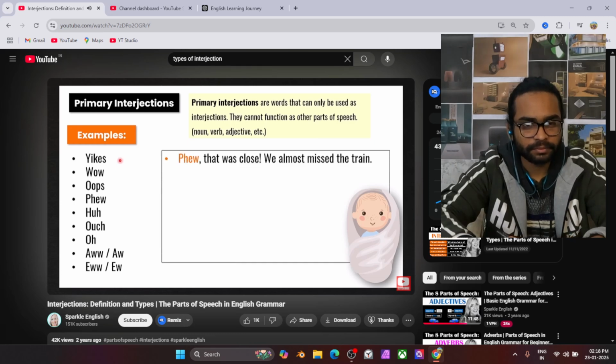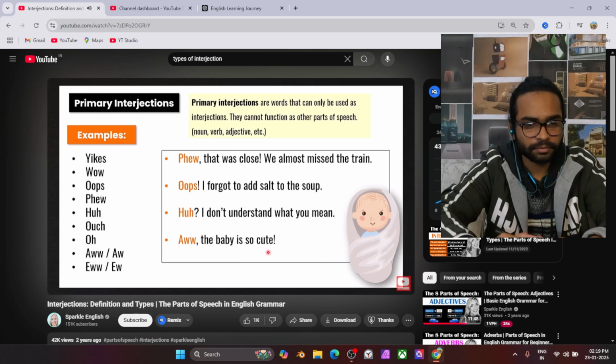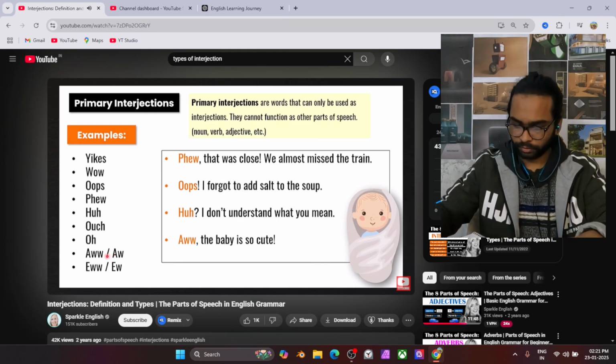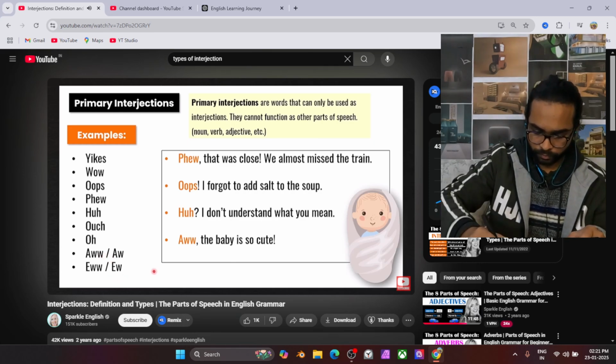So let's look at some sentence examples. Phew, that was close. We almost missed the train. Oops, I forgot to add salt to the soup. Huh? I don't understand what you mean. Aw, the baby is so cute. You can see with some interjections they are spelled differently depending on the person. People spell aw with 1 W and others with 2, the same as ew.